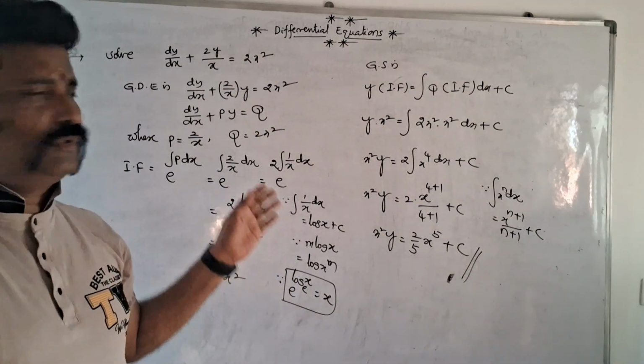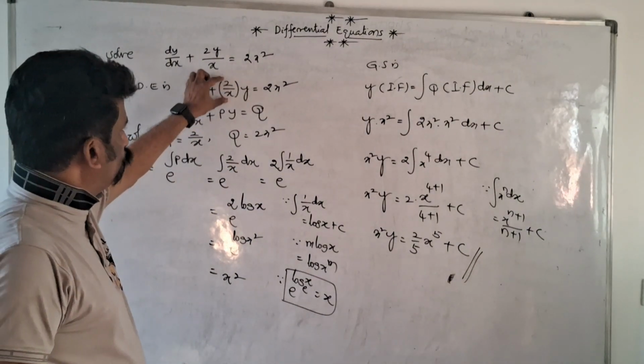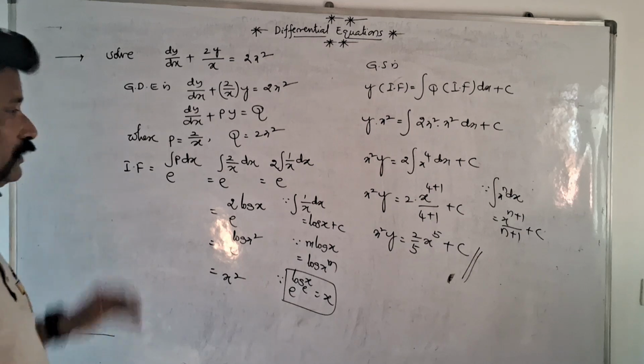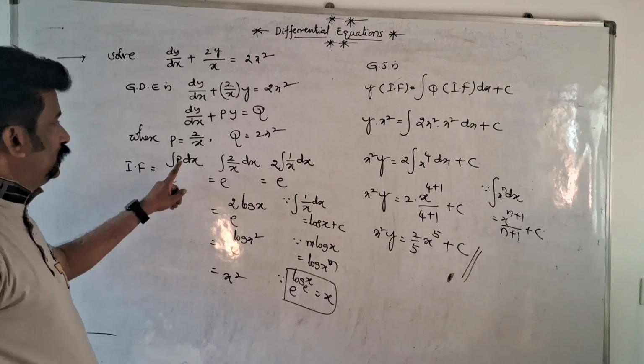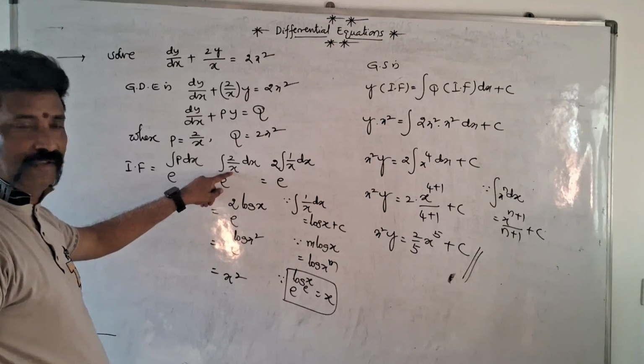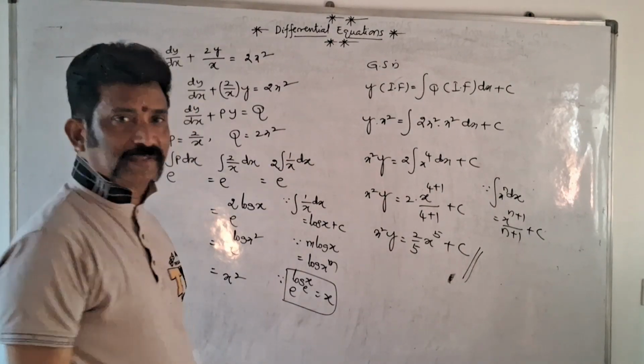No doubt, it is of the form dy/dx + Py = Q, where P = 2/x, Q = 2x². Now the integrating factor is e^(∫P dx). Here P = 2/x. 2 is independent of this integration, so 2 ∫(1/x) dx.